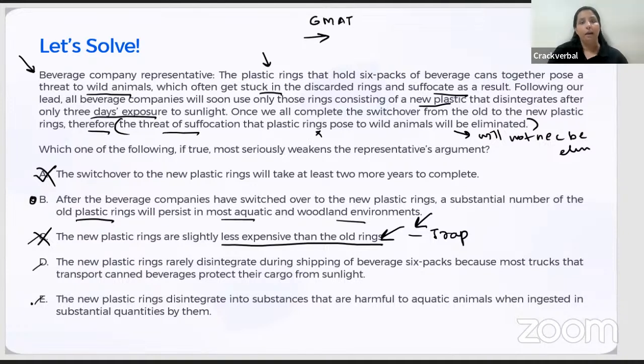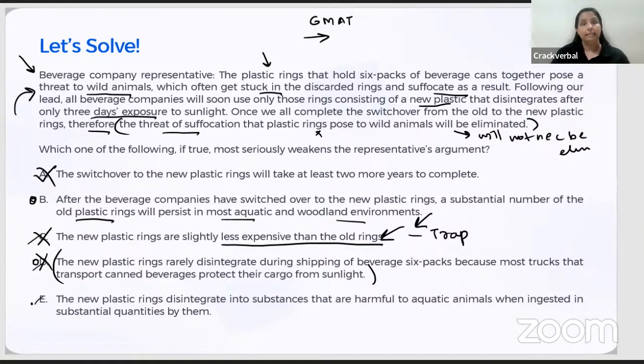Option D is talking about the fact that these rings, now see, a lot of people choose option D as the answer. Let's look, okay? The new plastic rings rarely disintegrate during shipping of beverages, because most trucks that transport canned beverages protect their cargo from sunlight. Fine, this is talking about what will happen as it is being transported. But once it's been transported, once the cans have been removed from the rings and the rings have been disintegrated, this information is talking to you about what happens after that. So this looks really good to a lot of candidates, but this is not really helping me either.